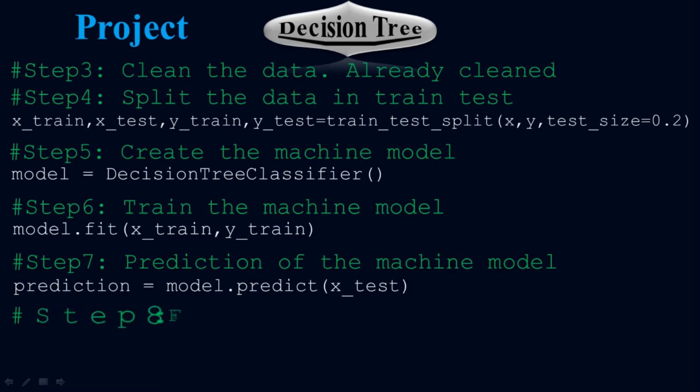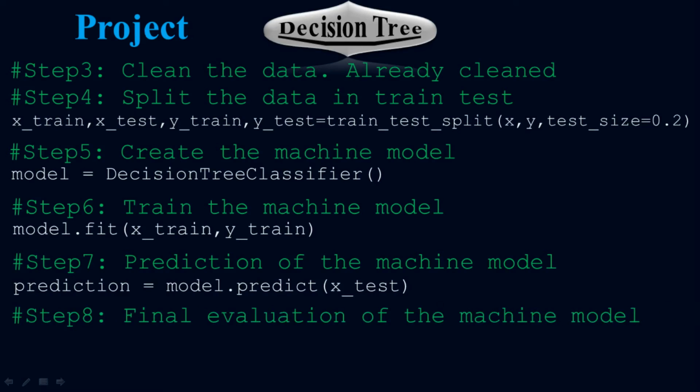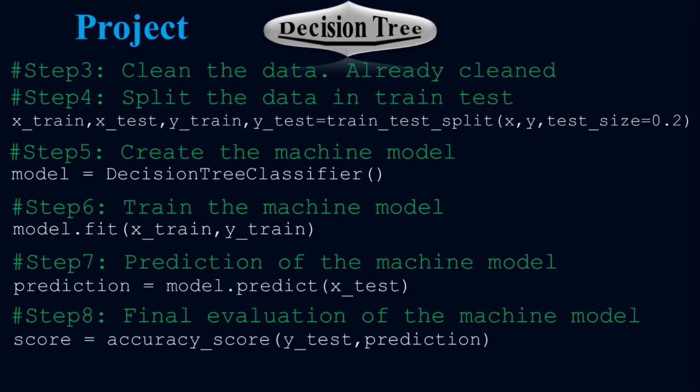Now the final step is step number 8, final evaluation of the machine model. This will be the final step. In this final step, we want to check the accuracy rate, we want to check the precision rate, we're going to check the confusion matrix. So in this case, I just want to check the accuracy score. What is the accuracy score? So score equals to accuracy score of Y test, prediction.